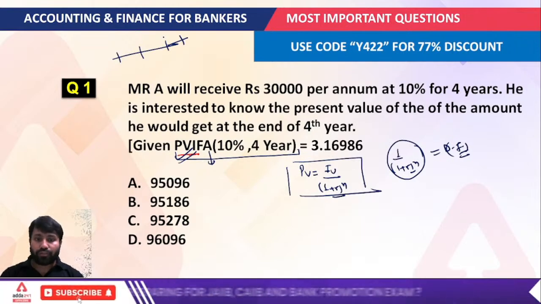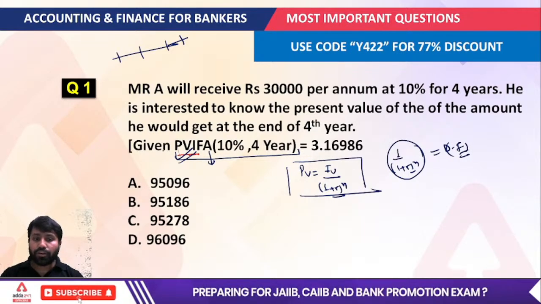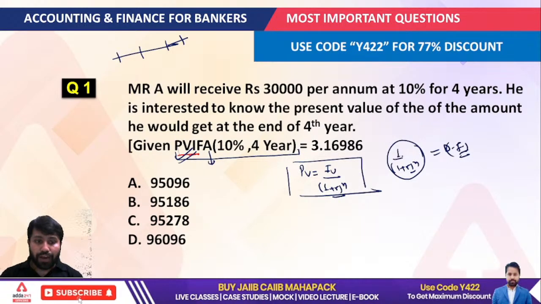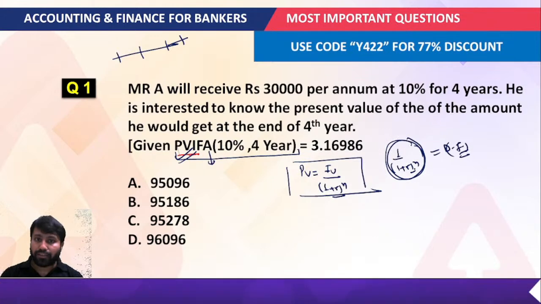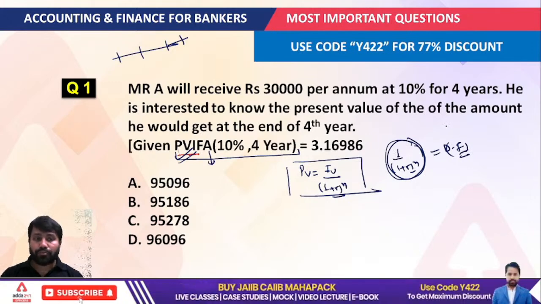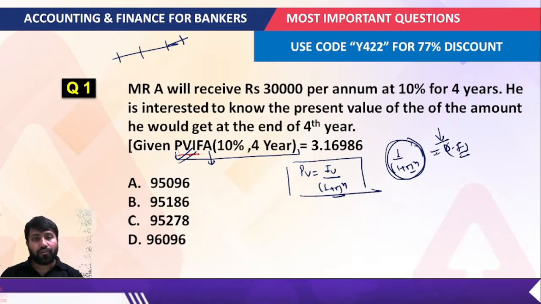Okay, so when the present value interest factor annuity is given, that means the value of 1 divided by (1 plus r) to the power n is actually given. Sometimes in the examination you may also get this value in terms of the discount factor.